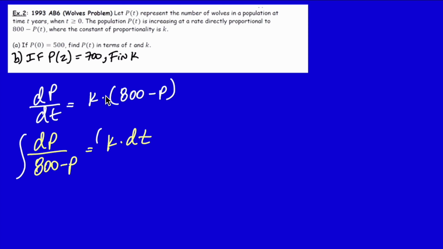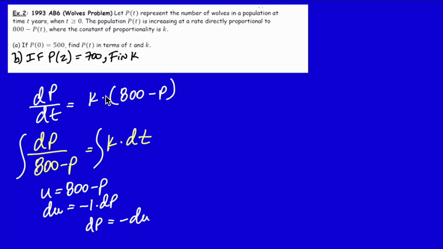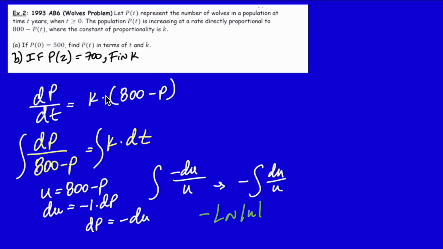So we're integrating both of these. We're going to let u equal 800 minus p, and du is going to equal -1 times dp. Therefore, dp is going to equal negative du. We're going to rewrite this integral as negative du over u. We're going to pull out the negative sign, and we're going to get this expression. And finally, when we take the natural log of u, we have our integral.